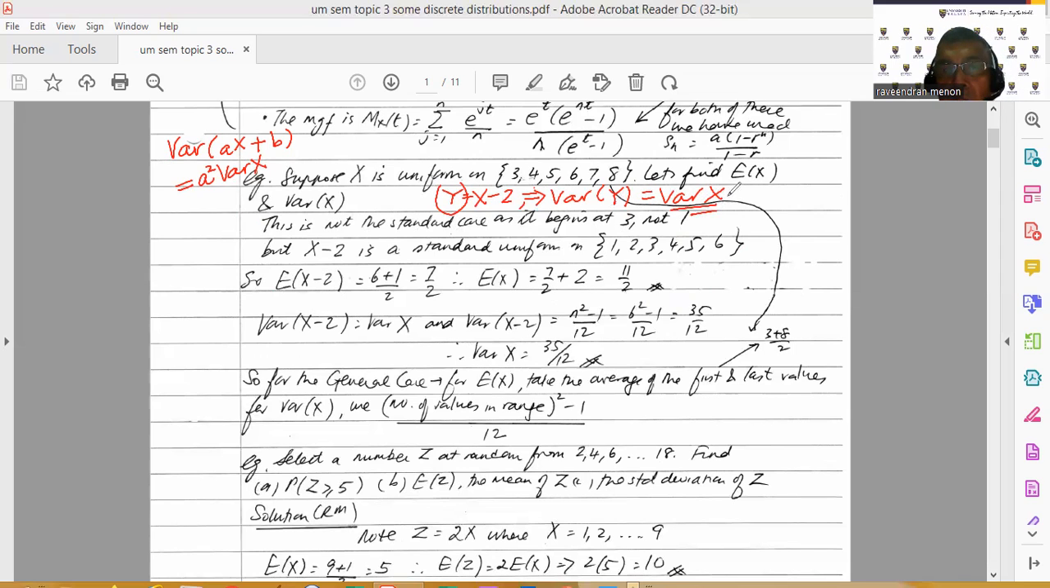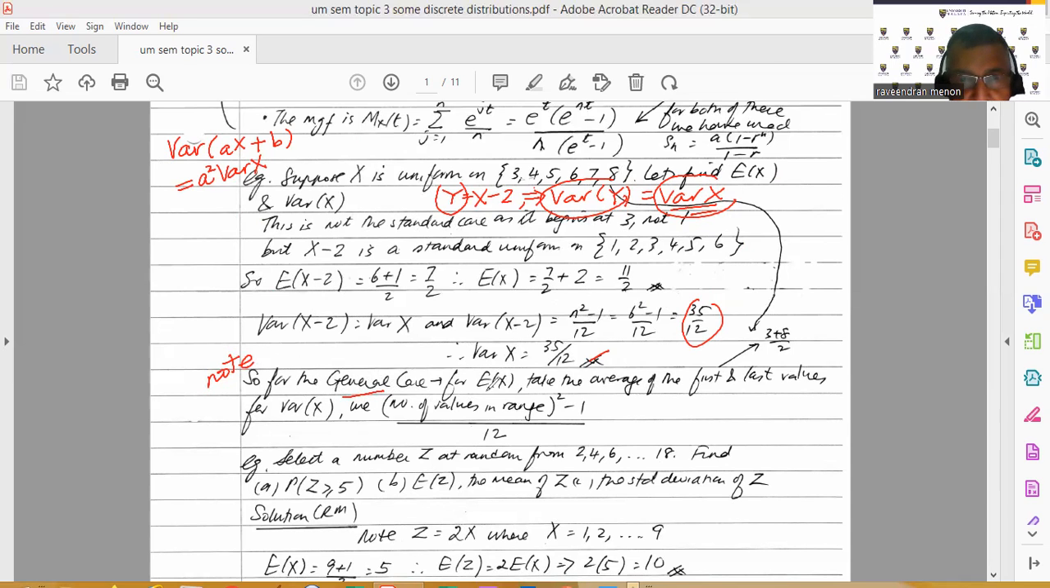Now remember, this is what you want to find. So let's go ahead and find the variance of y, because y takes values 1, 2, 3, 4, 5, 6. So the variance of y is 6 squared minus 1 over 12. So the variance of x is just this, and that's it. What have I written here? For the general case, for the expected value of x, take the average of the first and last values. For the general case, this is a note.